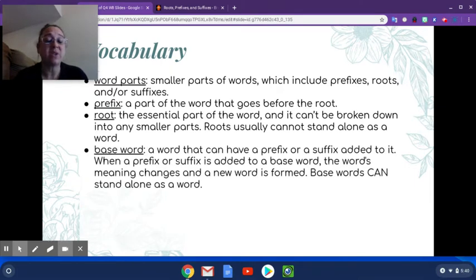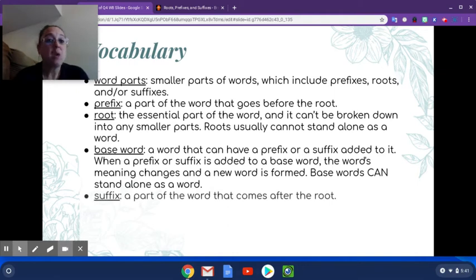We also have the base word, a word that can have a prefix or a suffix and or added to it. When a prefix or suffix is added to a base word, the word's meaning changes and a new word is actually formed. Base words can stand alone, which means you will see it by itself without a prefix or a suffix on it, and you still know the meaning of it. We also have the suffix. The suffix comes after the root word.